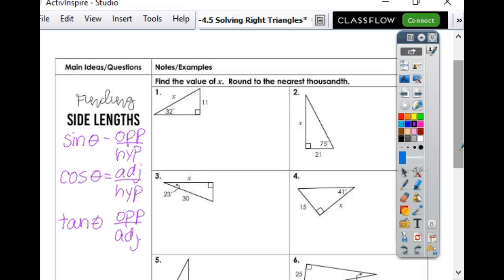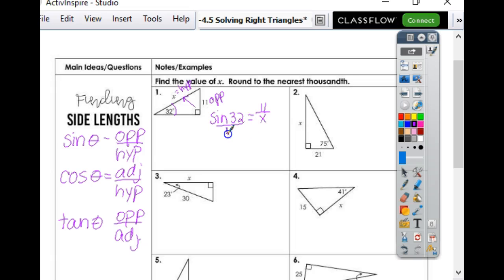So, if you look at this angle right here, I'm given 32. First thing I want to do, where's the right angle? It's right here. So, what side is this? This is the hypotenuse. And this side from this angle is opposite, right? So I have opposite and hypotenuse. So which one of these is that? It's the sine, right? So I'm going to take the sine of 32 equals 11 over x.